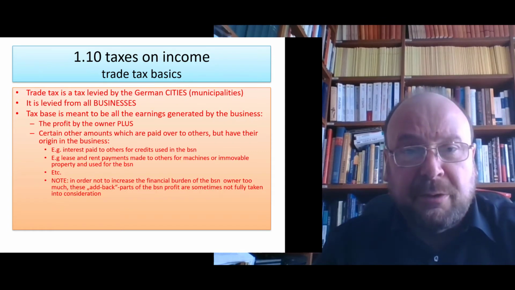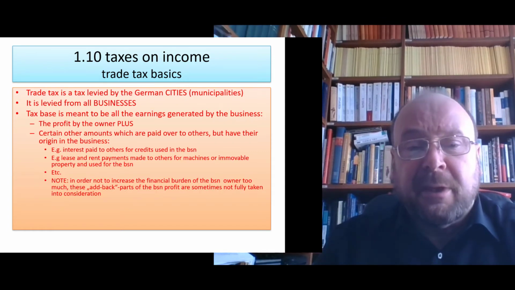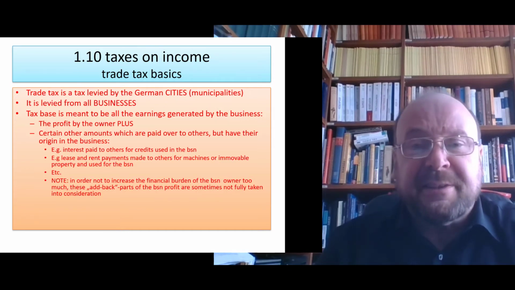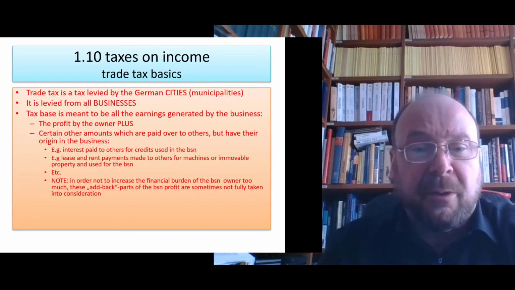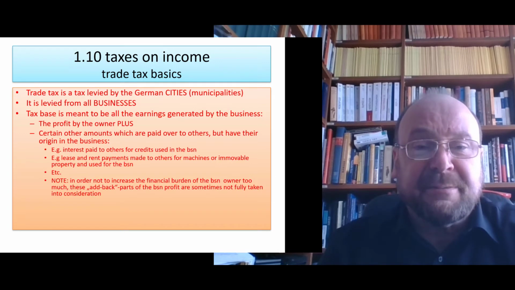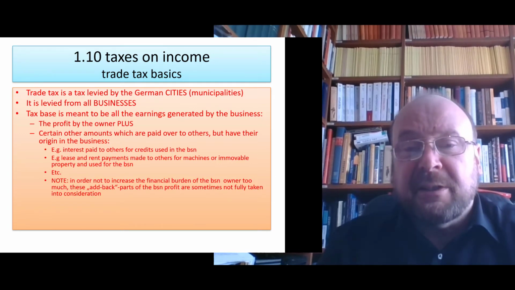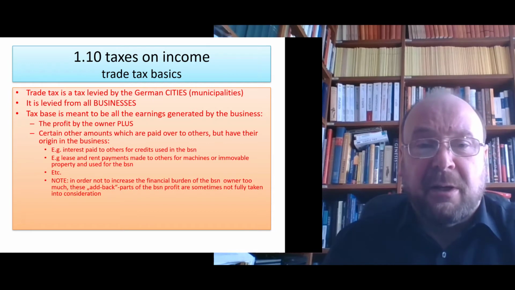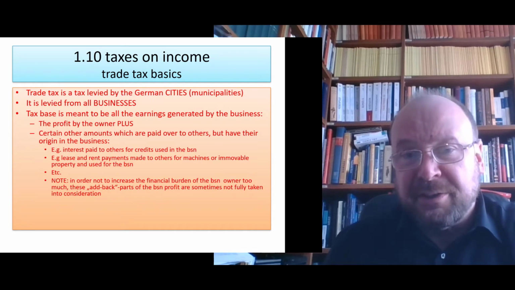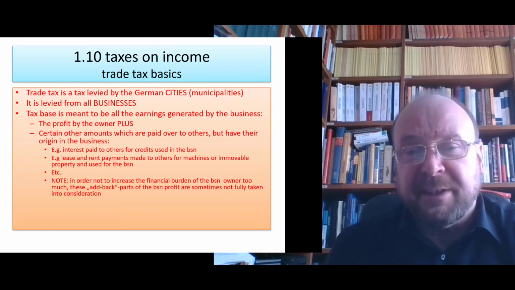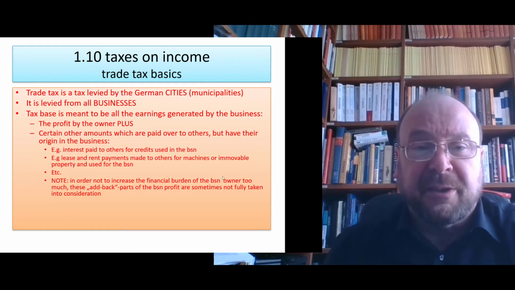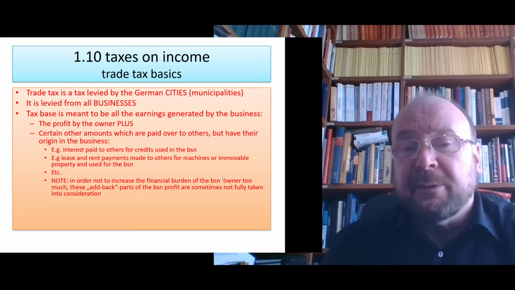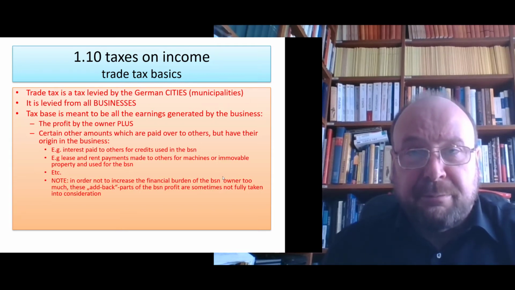So if you are the owner of a small or medium enterprise and you only pay interest or license fees in a total of 200,000 euro, then you don't have to bother about all these add backs that business expenses are included in your trade tax base. But if you are a huge firm which distributes a huge amount of money in form of license fees, rent payments, interest payments to others, then you will probably have to pay trade tax on a certain percentage of that amount. So that's rather a bit of a peculiarity.